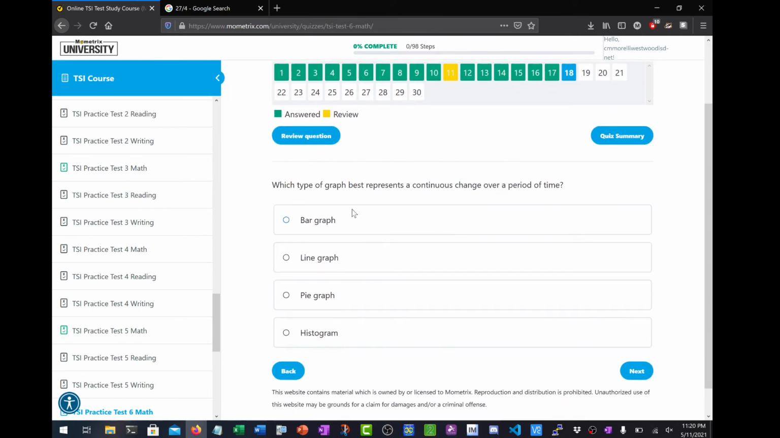All right, this question here, what type of graph best represents continuous change over time? Bar graphs, pie graphs, and histograms don't show linear or any kind of progression over time. It doesn't have to be linear, but they don't show movement over time. It's line graphs that show changes over time.